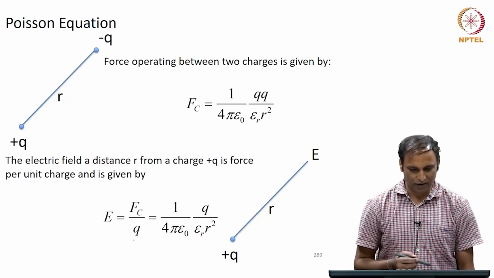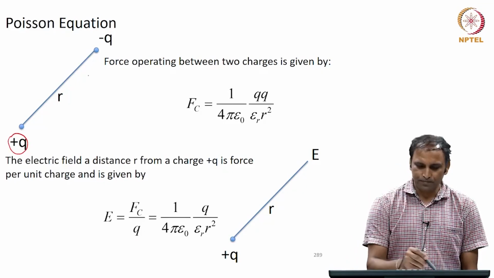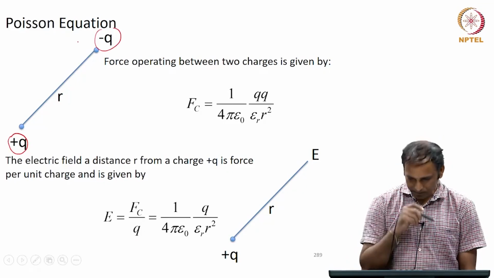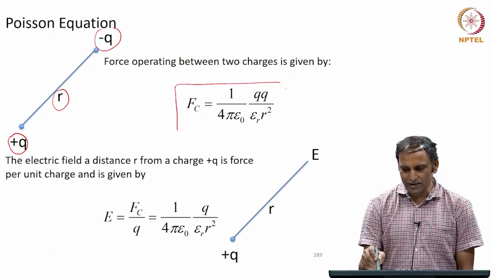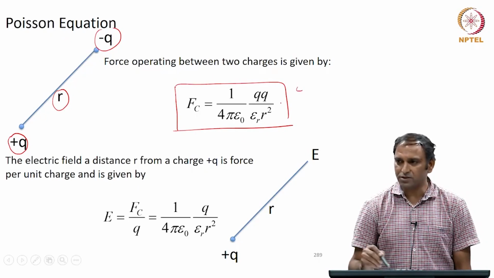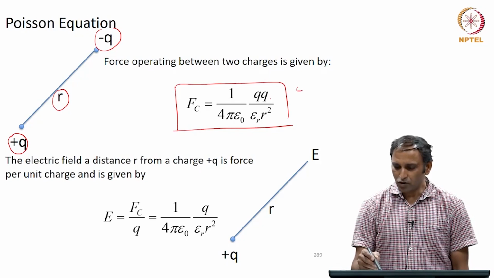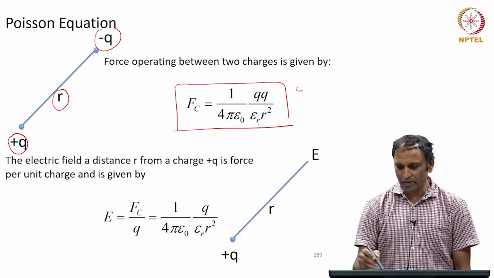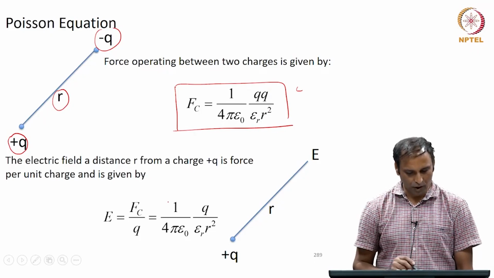Again, it is in the textbook that I am following. So, this is a point charge plus q, minus q, and the distance of separation is r, and the force acting between the two charges is given by this. It is Coulomb's law: 1 over 4 pi epsilon naught, q1 q2 or q square, divided by epsilon naught r square. That is Coulomb's law.